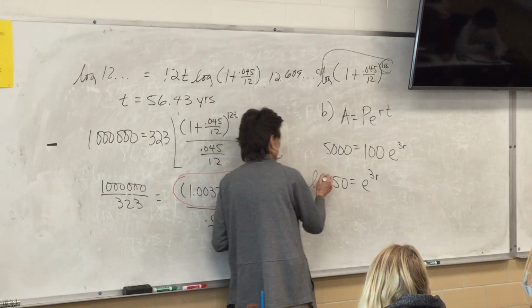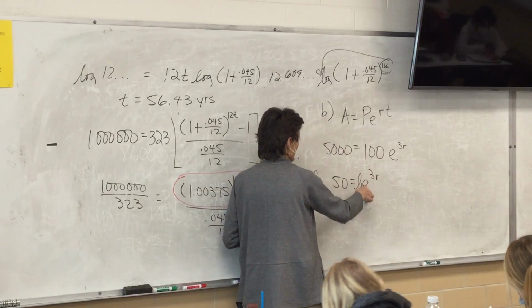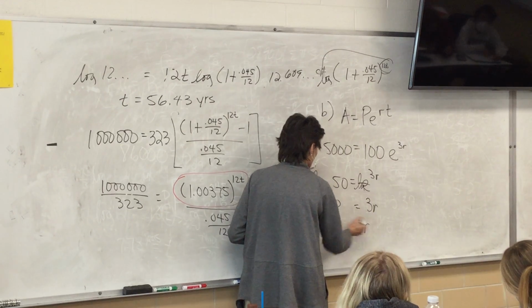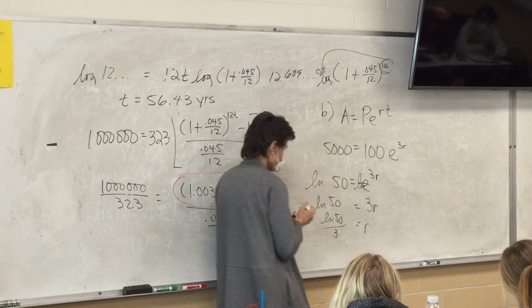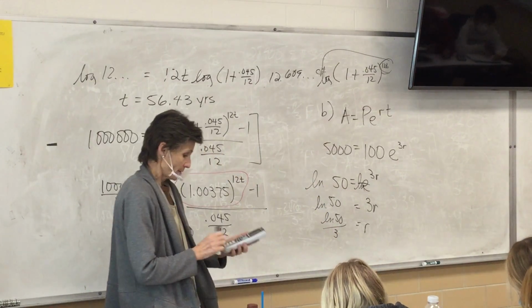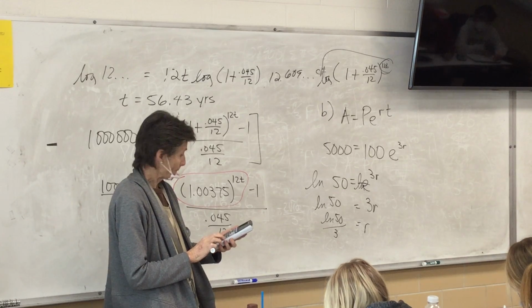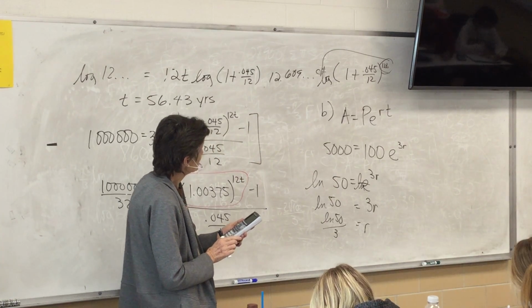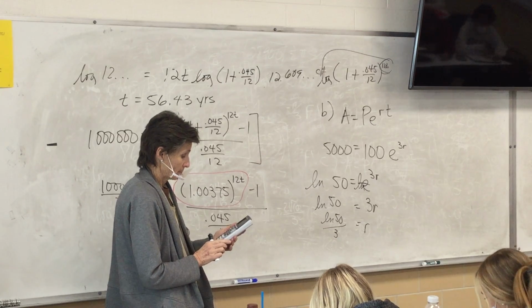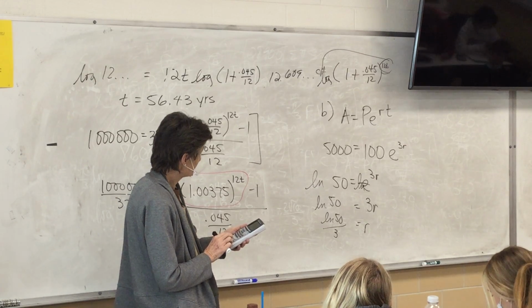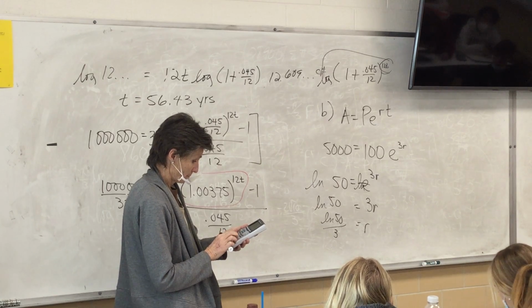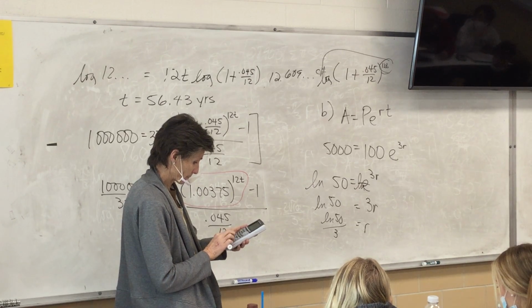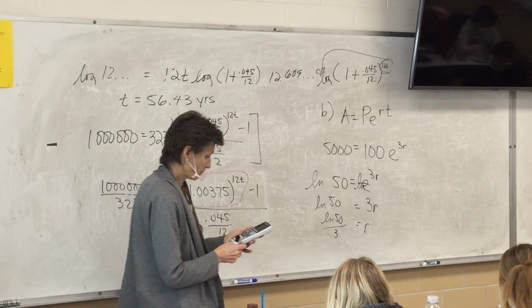Now we'll ln both sides. What happens here? ln. So 3R equals ln 50. That was easy compared to the last one. What did you come up with? 1.304.